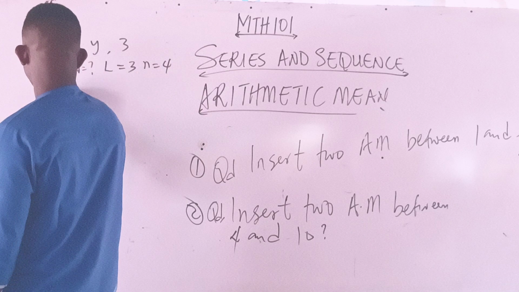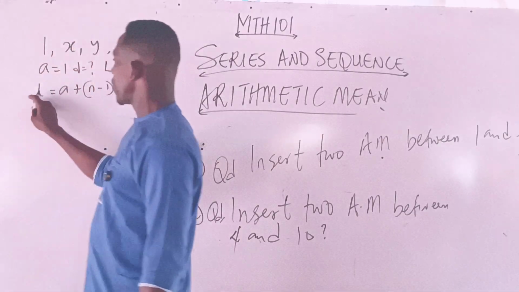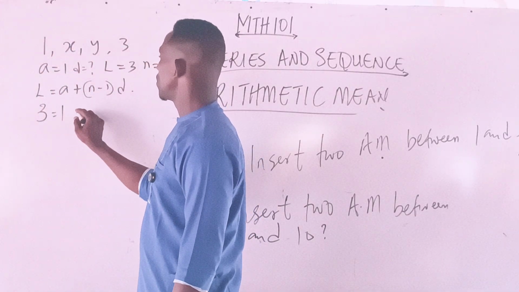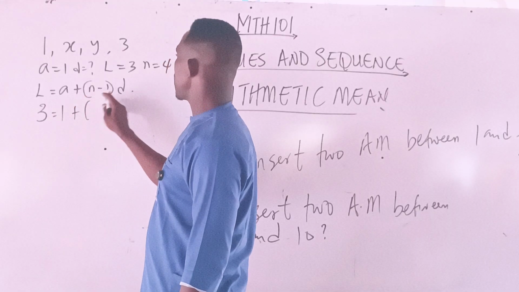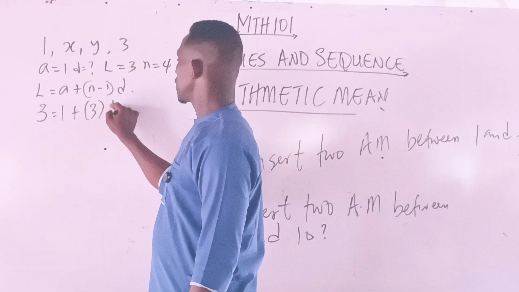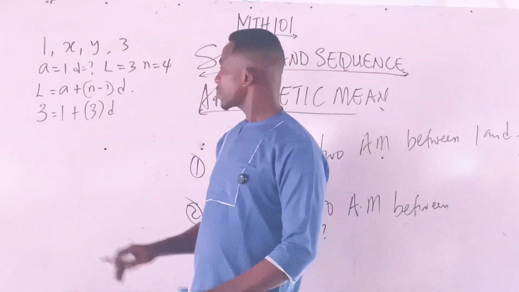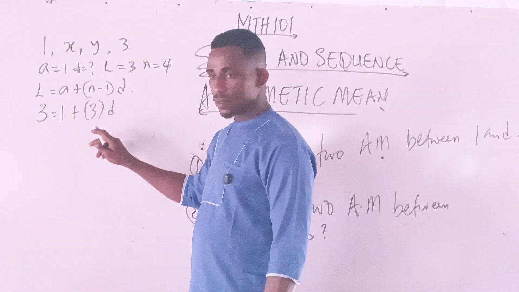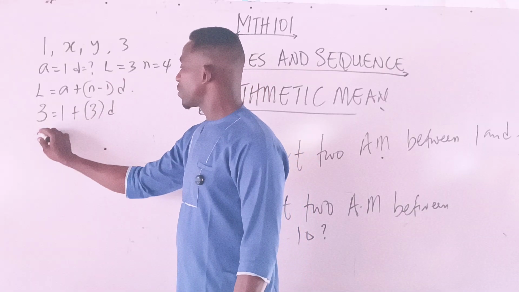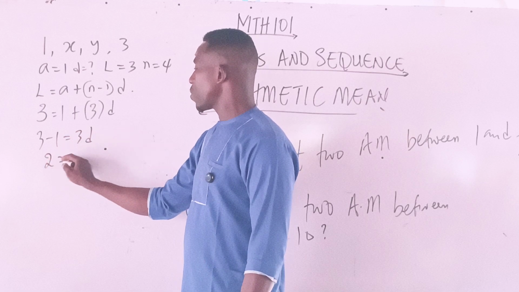So last term is equal to A plus (n minus 1) D, right? What is L? First term is what? Plus 3. 4 minus 1 is what? 3D, right? 4 minus 1 is 3. So 3 minus 1 is equal to 3D. Here 2 is equal to 3D.